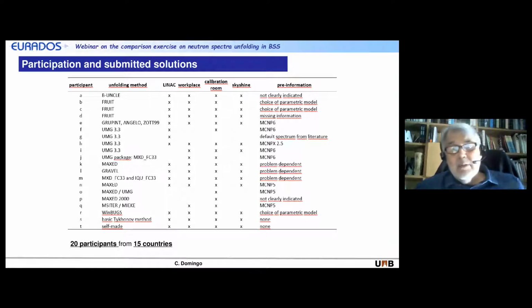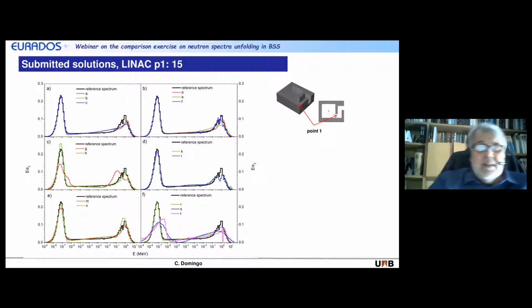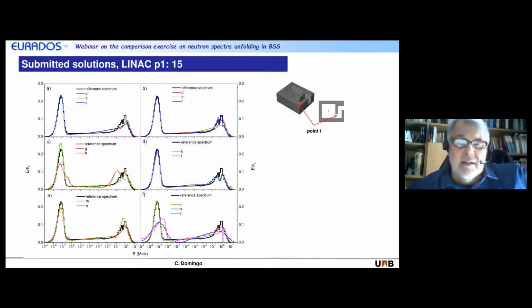So now we know which of the exercises the participants have participated in. Not all have participated in all problems. And here we have a list of how they manage the pre-information. So let's start from the solutions of the LINAC problem for point one. Point one is the point closest to the maze, where there could be some problem related to neutrons just being thermalized and being more affected by the wall structure of the room.